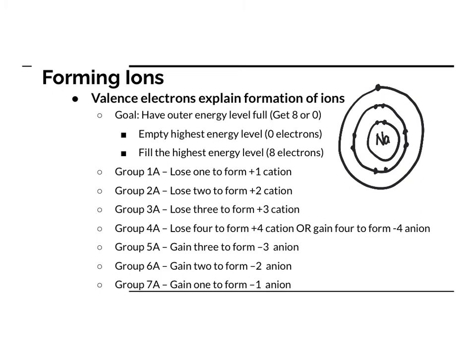So basically, sodium is in group 1A, or the alkali metals. What it's going to do is lose that 1 outer electron. And when I lose electrons, I become positively charged. So it would create that +1 ion. With group 2, or the alkaline earth metals, those are going to lose 2 electrons to form a +2 cation. Group 13, or 3A for our representatives, are going to lose 3 to form a +3 cation.